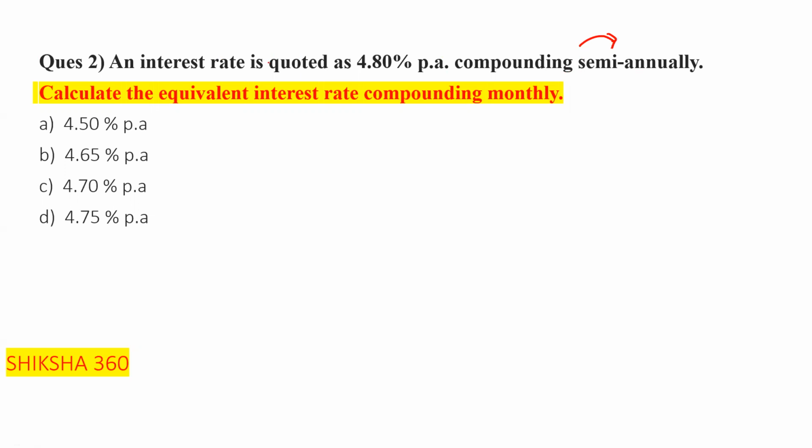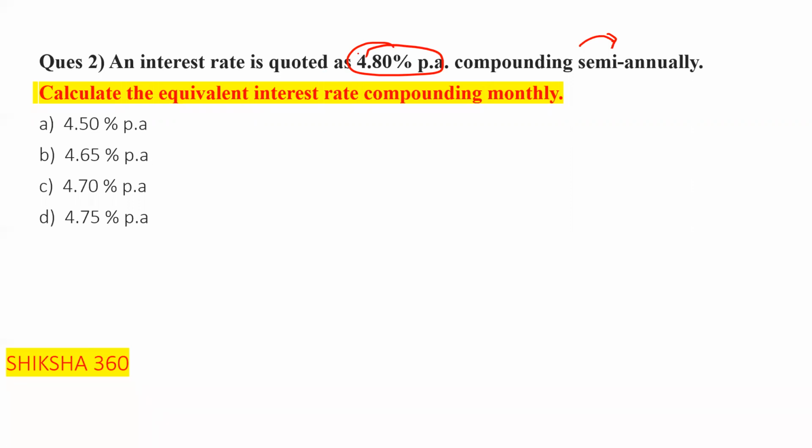The second question here is that an interest rate is quoted as 4.08% per annum.